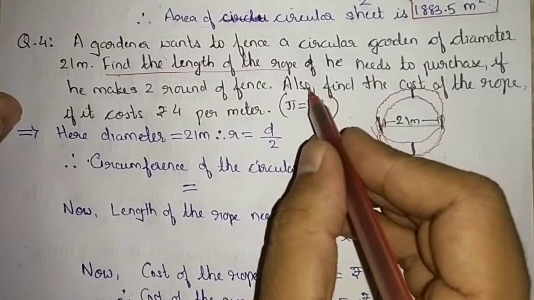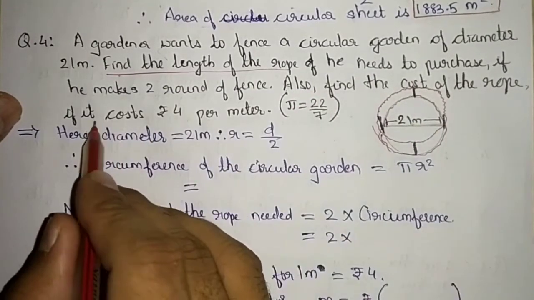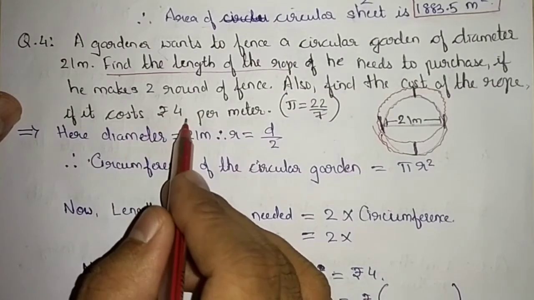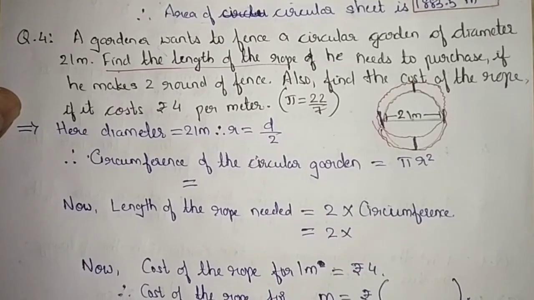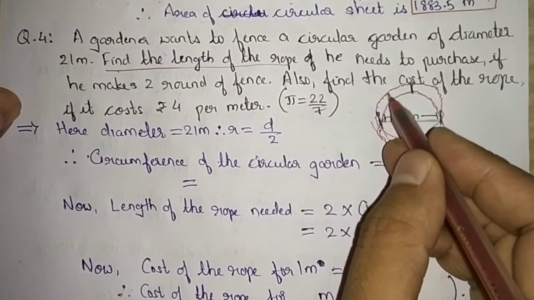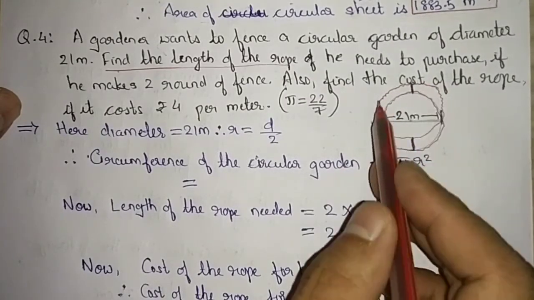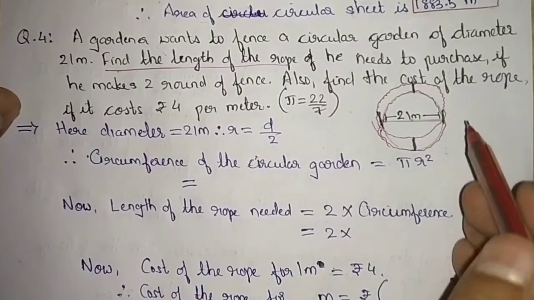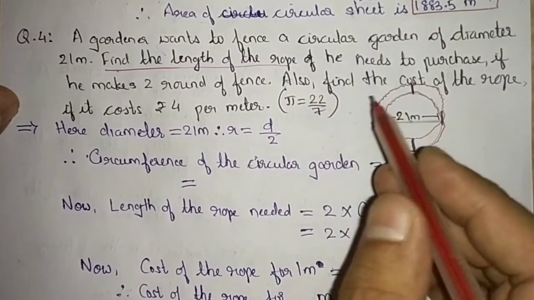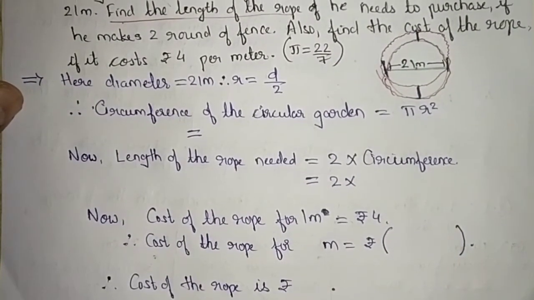Next is, also find the cost of the rope if it costs rupees 4 per meter. Now they also told us to find the cost of the rope. Given that 1 meter of rope, if he buys, is 4 rupees. So what will be the cost of all the rope which he buys? And the cost of all the rope is nothing but the cost of 2 times the circumference, right?